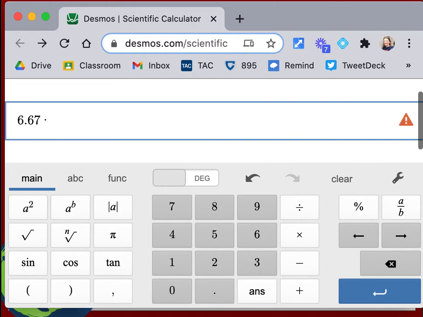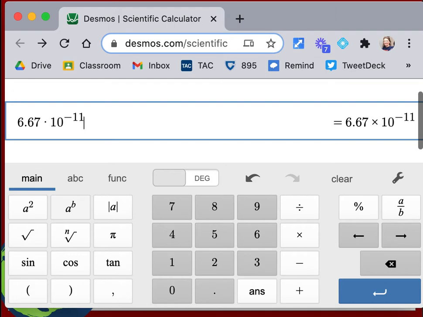Then I need to do times 10 to a power. Now that is not something I can do on my keyboard, so I will have to come over here and click this key right here where it says A to the B power. So this allows you to put in a power of any number that you need. So I'm going to put in negative 11. Okay, and now I need to jump down from that superscript. So I'm going to use the right arrow on my keyboard, and that puts me down to the regular level.